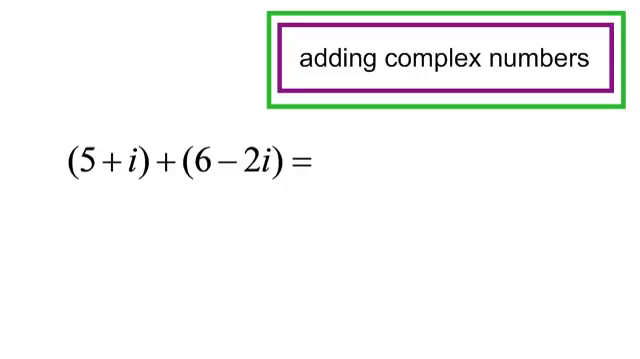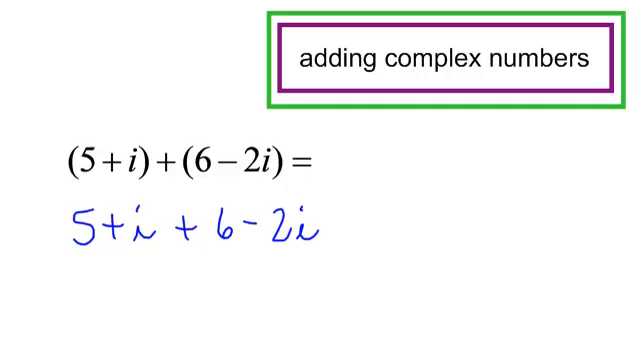In this video, we are going to be adding a few complex numbers. I have (5 + i) + (6 - 2i). Now, I don't really have to rewrite this. There is a plus between these parentheses, but just to create good habits, I will rewrite it. 5 + i + 6 - 2i.